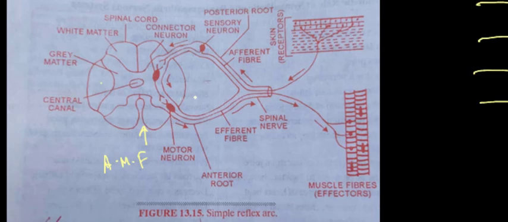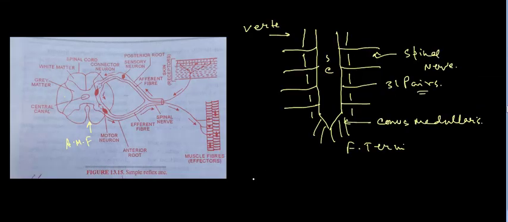Okay, and the main function of the spinal cord is to control the reflex action, and in the reflex action there are three most important neurons. The sensory neuron receives the information from our sensory receptor, and this sensory neuron has the ganglion. This is called the dorsal ganglion. So this is the sensory neuron, or the afferent neuron, and it receives the information from our receptor, and then carries the information towards the spinal cord.